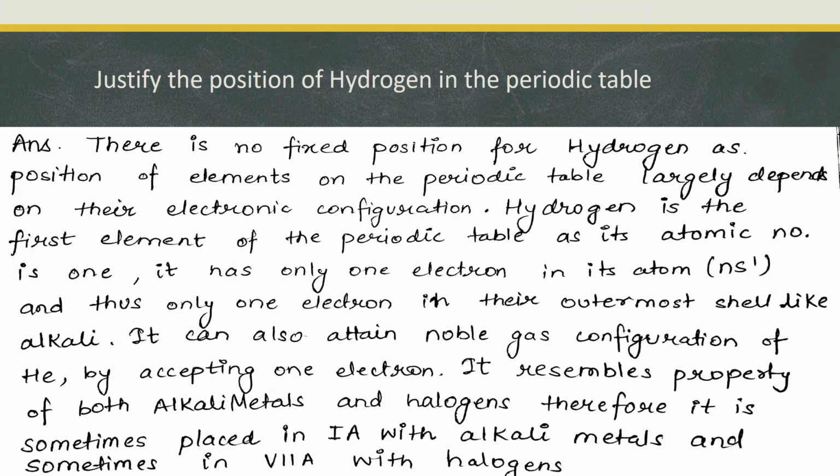Justify the position of hydrogen in the periodic table. Here is the perfect answer for that question. There is no fixed position for hydrogen, as the position of elements on the periodic table largely depends on their electronic configuration. Hydrogen is the first element of the periodic table, as its atomic number is 1. It has only one electron in its atom. The electronic configuration is ns1, and thus it has only one electron in its outermost shell, like alkali metals. It can also attain the noble gas configuration of helium by accepting one electron. It resembles the properties of both alkali metals and halogens. Therefore, it is sometimes placed in 1A with alkali metals and sometimes in 7A with halogens.